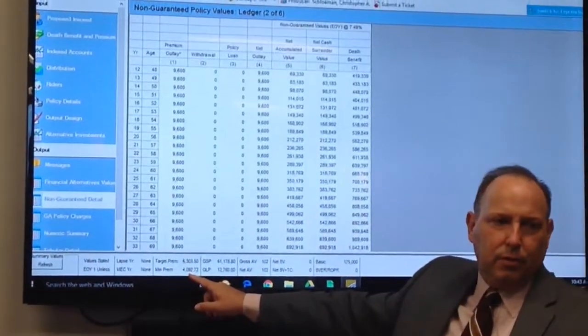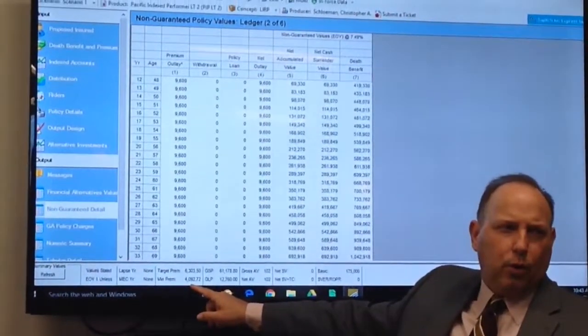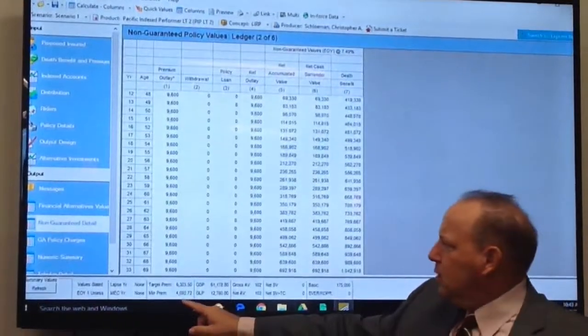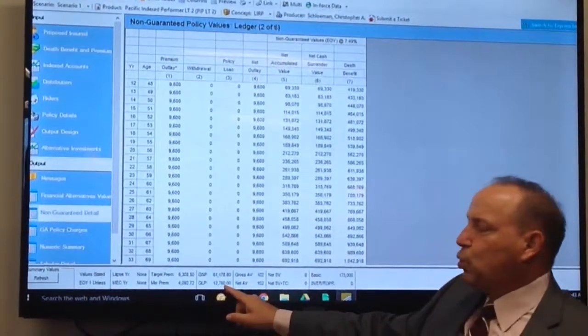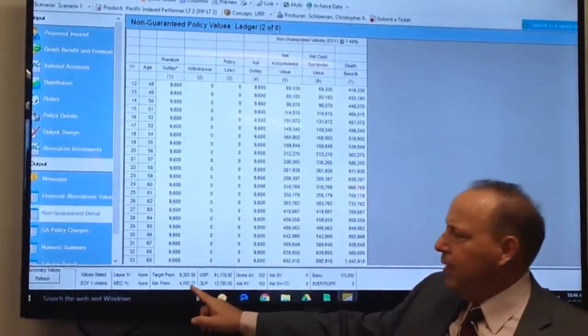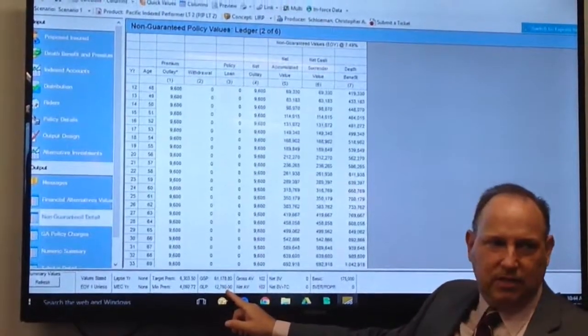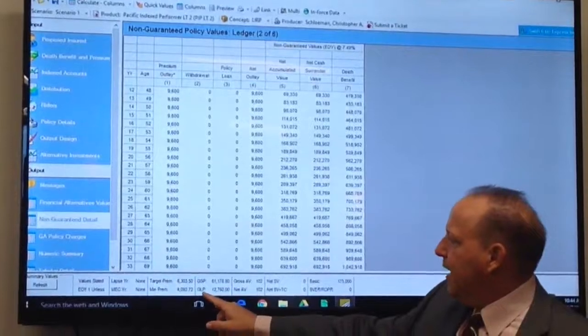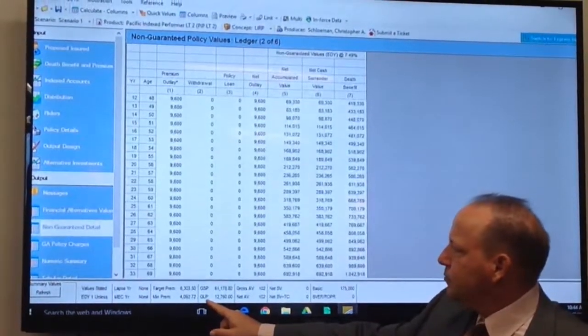Minimum premium is $4,000 a year. What is that a month? $350? $325? I think it's about $325. Guideline level is $12,700. So I can go from $325 a month up to $1,000 a month. Does everybody see that? Yes. This is GLP, guideline level premium.